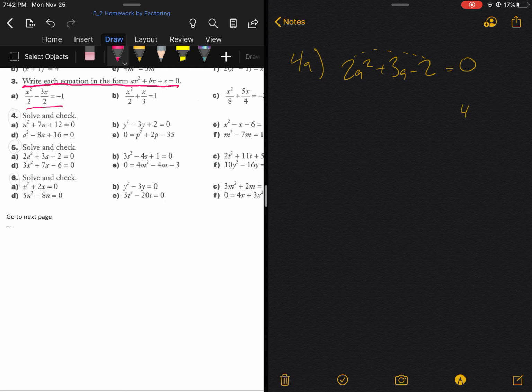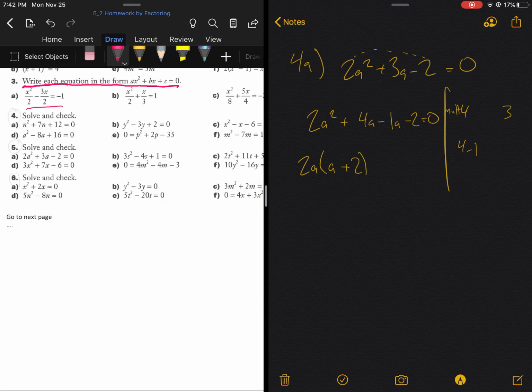that when we multiply two numbers, we multiply to 2 times 2, 4, and add to 3. Well, that's easy. It's 4 and 1. Okay? So, positive 4 and minus 1. So we're going to break it up. We're going to say 2a squared plus 4a minus 1a minus 2 equals 0.